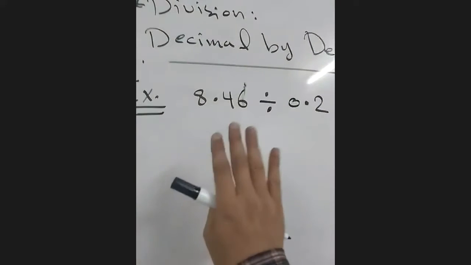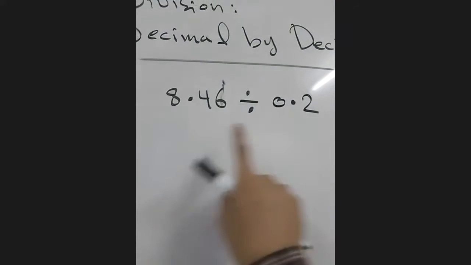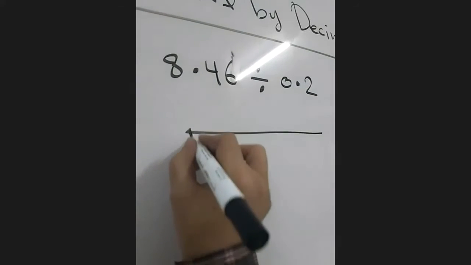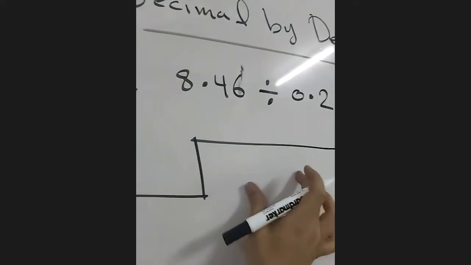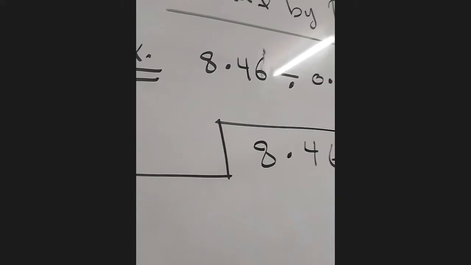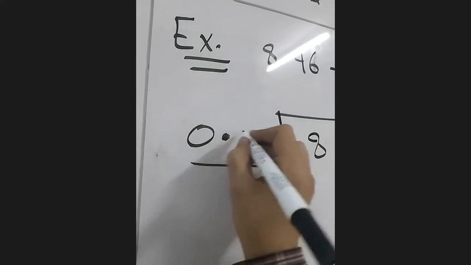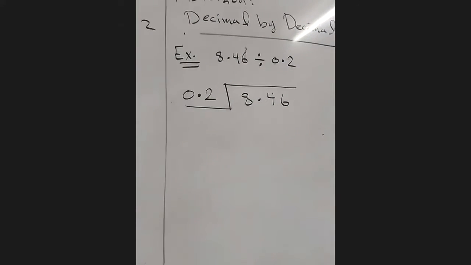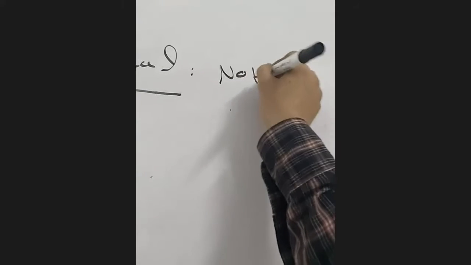Today, guys, as I said before, we'll divide two numbers and both numbers have decimals. Now, look here, guys. I will make my long division normally. This is the dividend, I'll put it here: 8.46. This is the divisor, I'll put it here: 0.2. And I will divide. But before I divide, look at this note that I will write here.